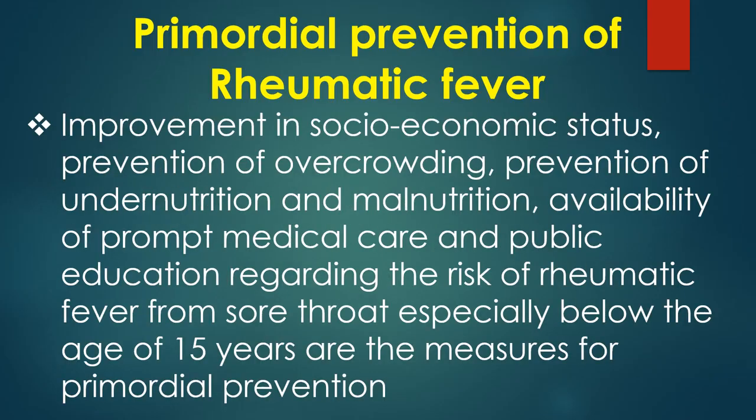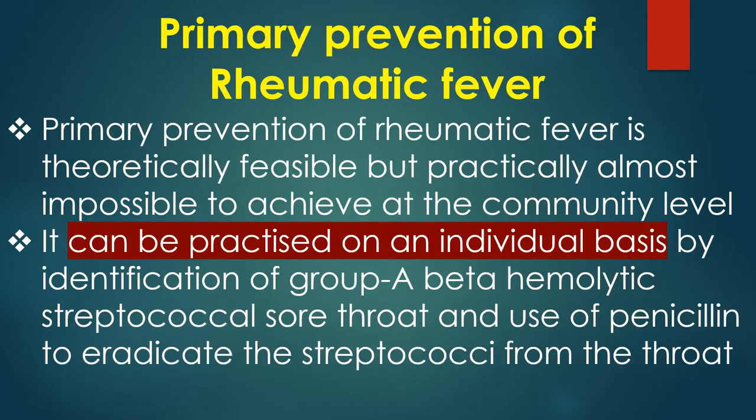Improvement in socio-economic status, prevention of overcrowding, prevention of undernutrition and malnutrition, availability of prompt medical care and public education regarding the risk of rheumatic fever from sore throat, especially below the age of 15 years, are the measures for primordial prevention. Primary prevention of rheumatic fever is theoretically feasible, but practically almost impossible to achieve at the community level.